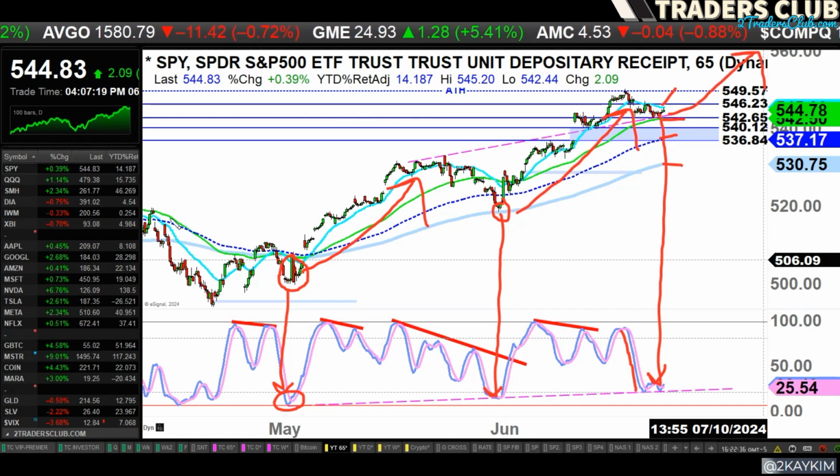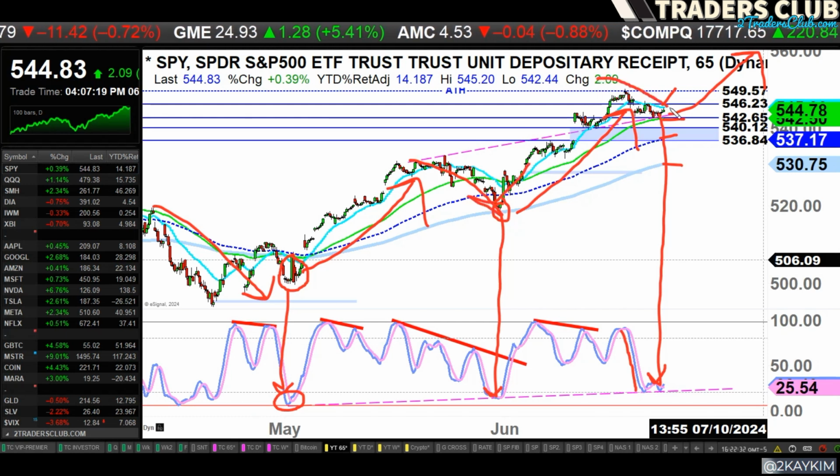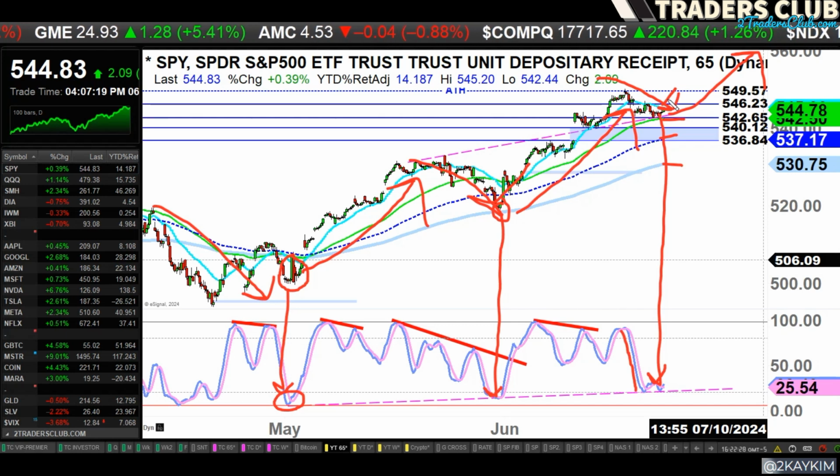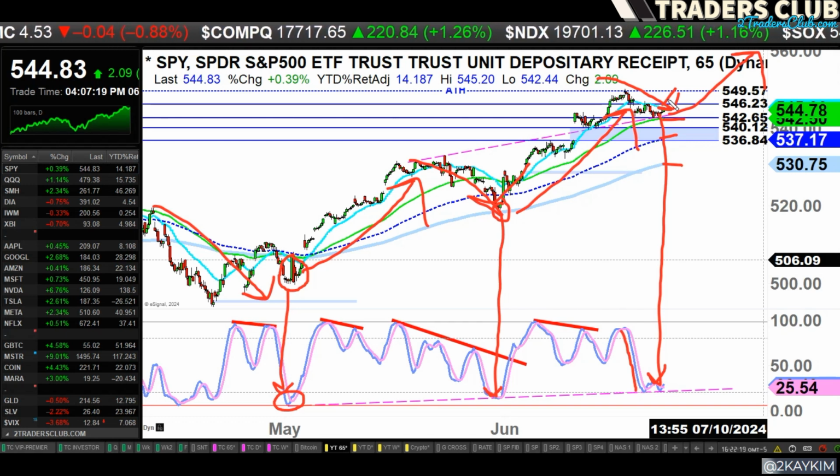But that pullback, right? It gets shallower and shallower. And that's what we call an uptrend. And that's what happens in an uptrend, where that dip is getting bought quicker than it has been in the recent past, which is June and May.